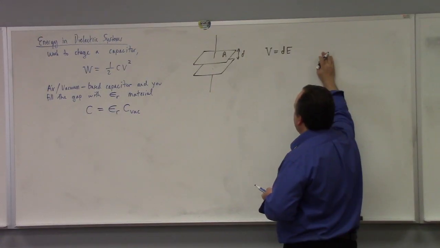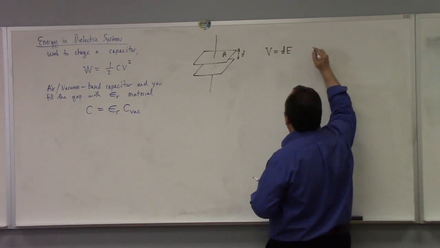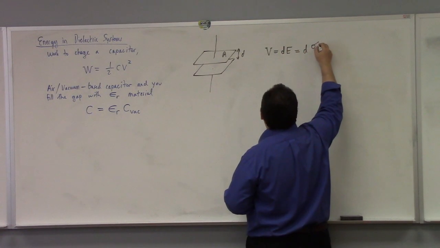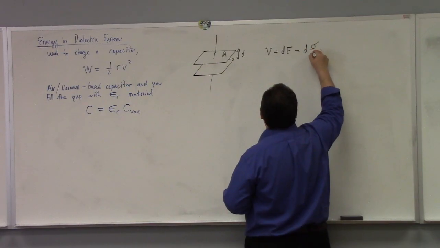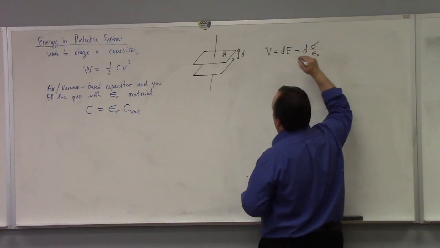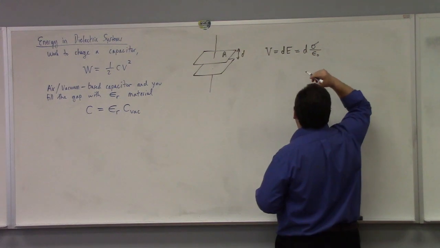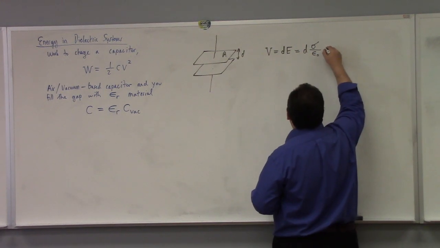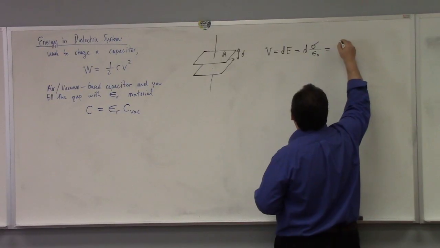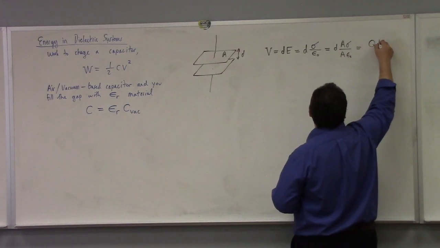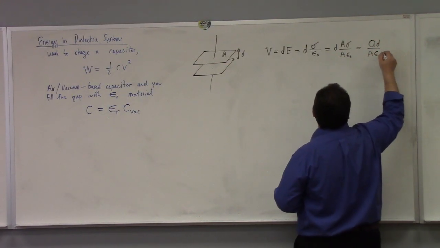But the electric field between the plates is also given by, what was it, sigma over epsilon naught. I think that's right. So sigma over epsilon naught. But what is the charge on the plate? It's A sigma divided by A epsilon naught. So that's Q, D over A epsilon naught.